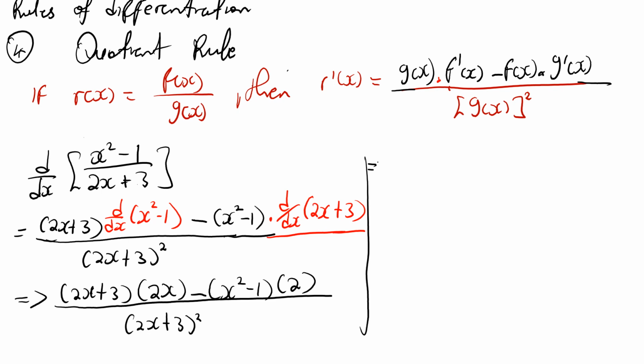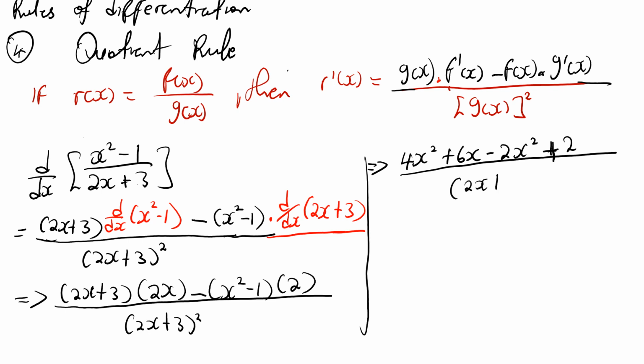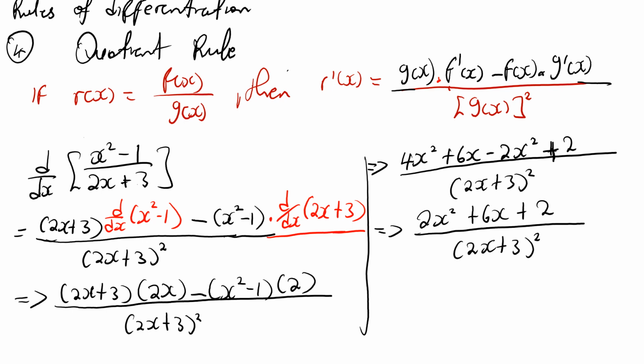We'll be having 4x squared plus 6x minus 2x squared plus 2, because negative and negative becomes positive, divided by 2x plus 3 all squared. Then let's see, we have 4x squared minus 2x squared, which will give us 2x squared plus 6x plus 2 all over 2x plus 3 all squared. So this is our final answer. So we are done with the quotient rule.